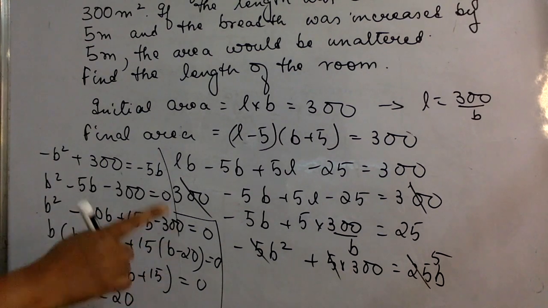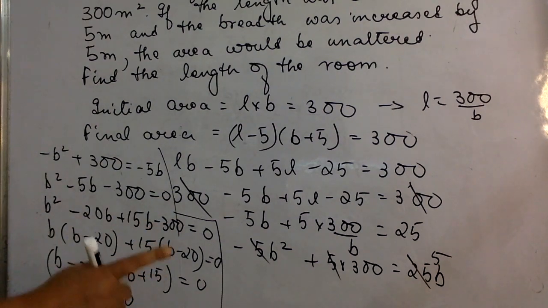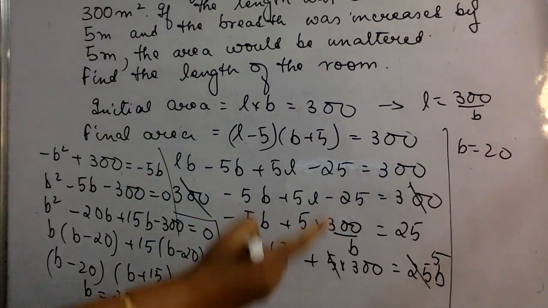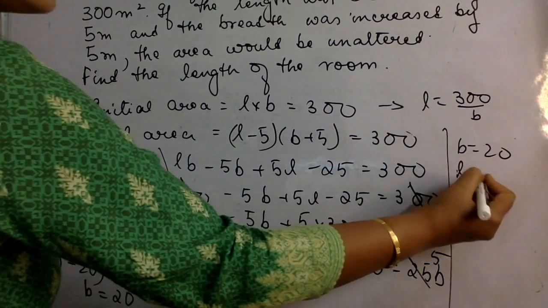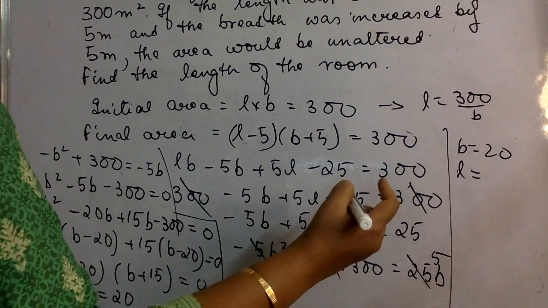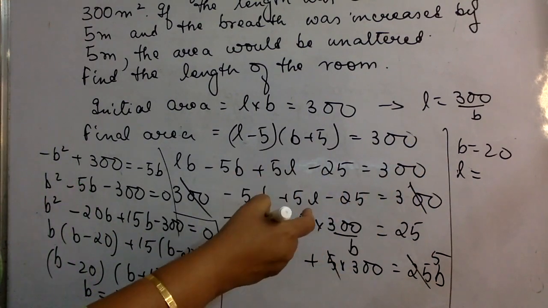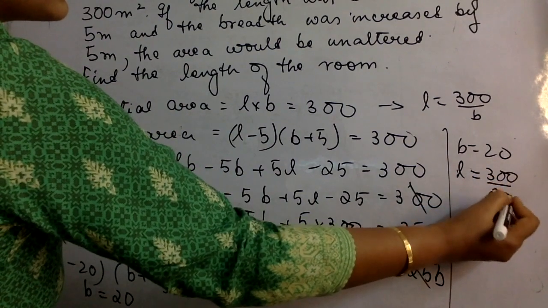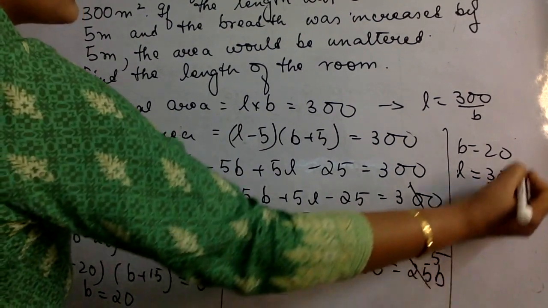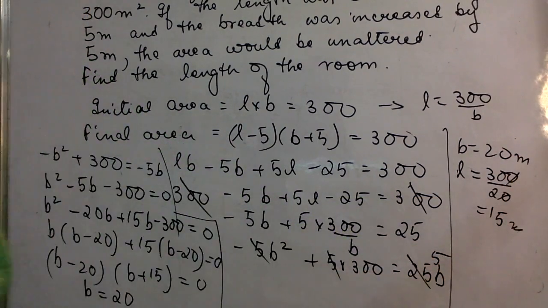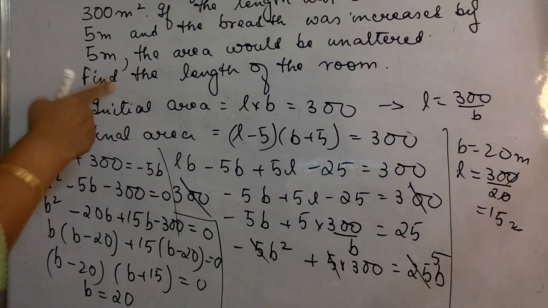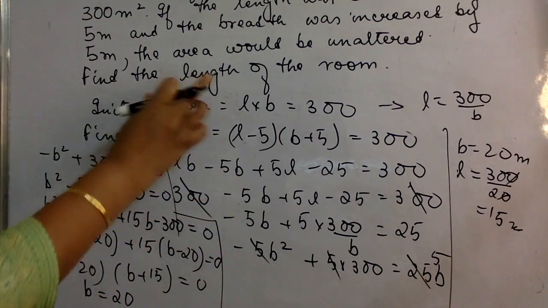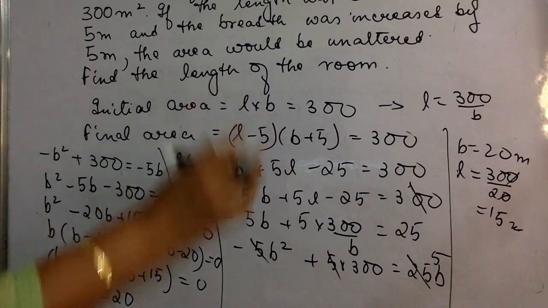So the breadth of the rectangle comes to B is equal to 20. If B is equal to 20, how much is L? L is equal to 300 by 20, which is 15. So 20 meters and 15 meters. Find the length and breadth of the room. They didn't ask for the new length and breadth of the room, but the original length and breadth of the room, which is 15 and 20.